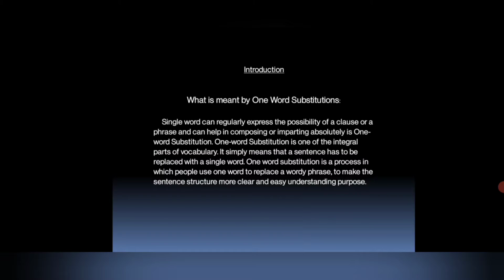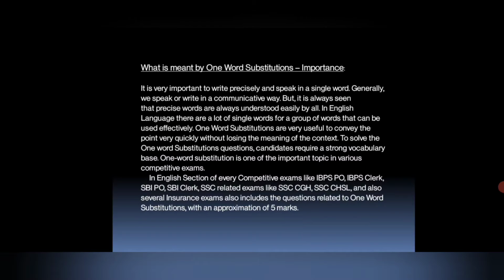One word substitution is a process in which people use one word to replace a word phrase to make the sentence structure clearer and easier to understand. And what is the significance of this one word substitution? Where exactly is it really helpful for all of us? We need to understand and know.